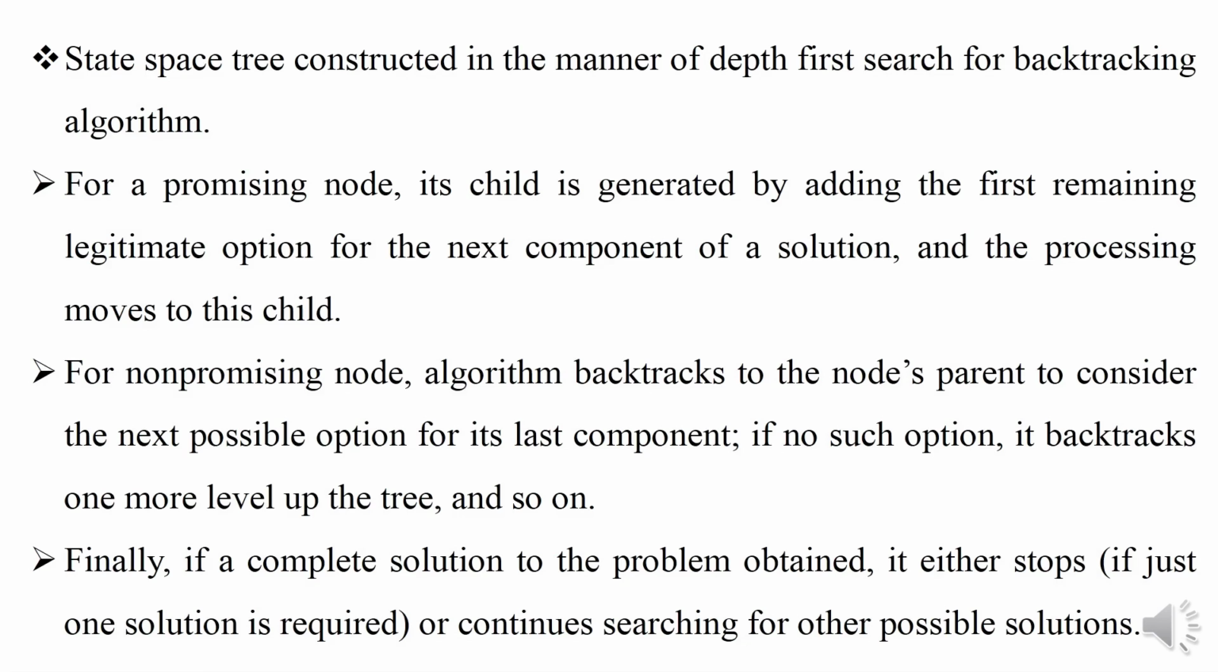For a non-promising node, the algorithm will backtrack to the parent node in order to consider the next possible option for this solution. In case this is also not going to give you a solution, then the algorithm can backtrack to the next level up in the tree and then continue to get the solution.